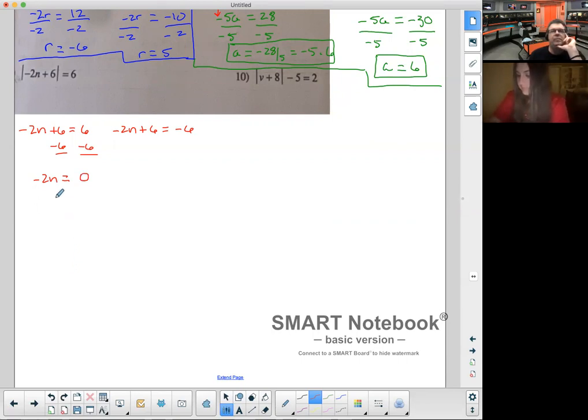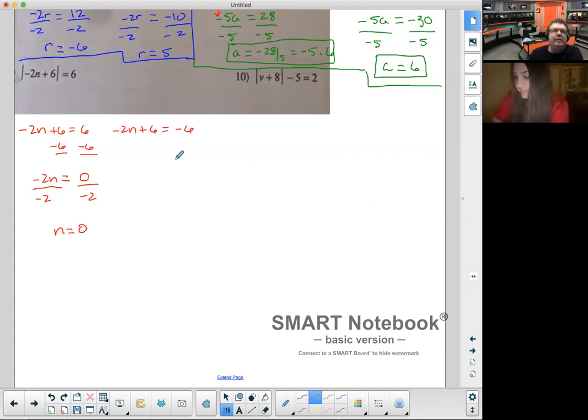And then negative 2 divided by 0. Well, we're dividing, I think you just said it wrong. We're dividing both sides by negative 2. So it's 0 divided by negative 2. And 0 divided by anything is 0. So that's fun.